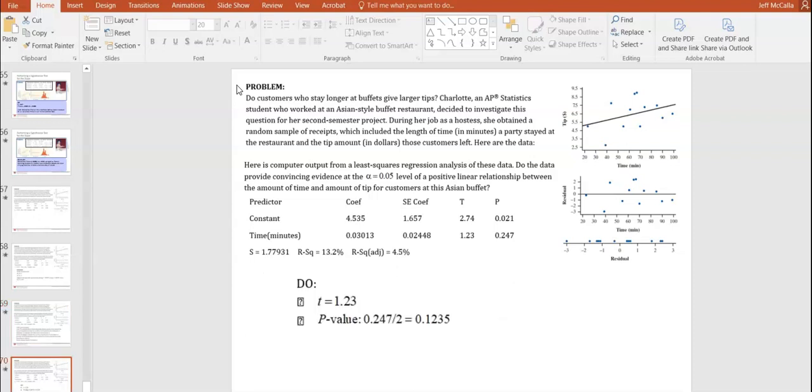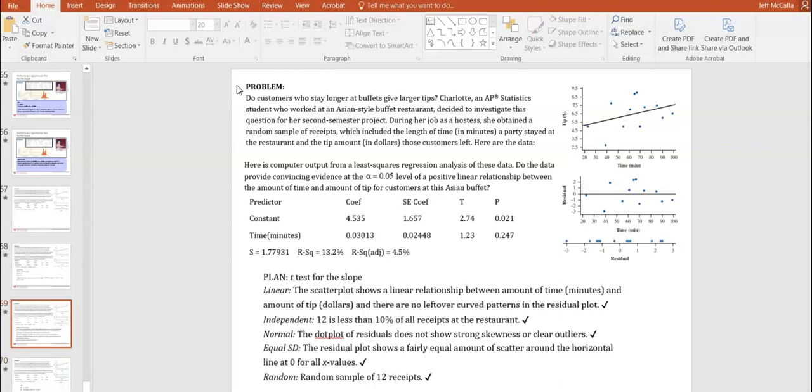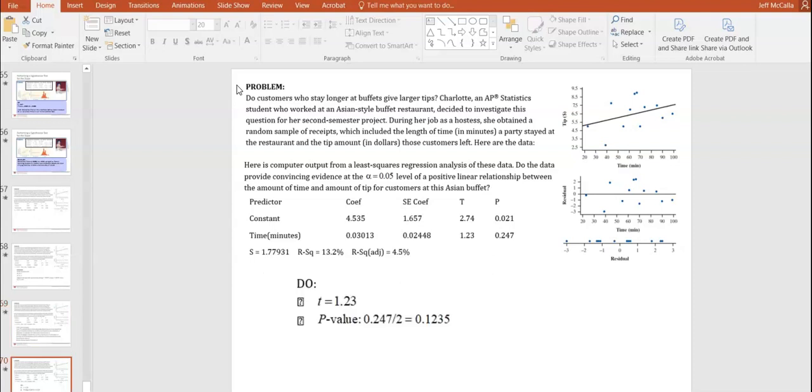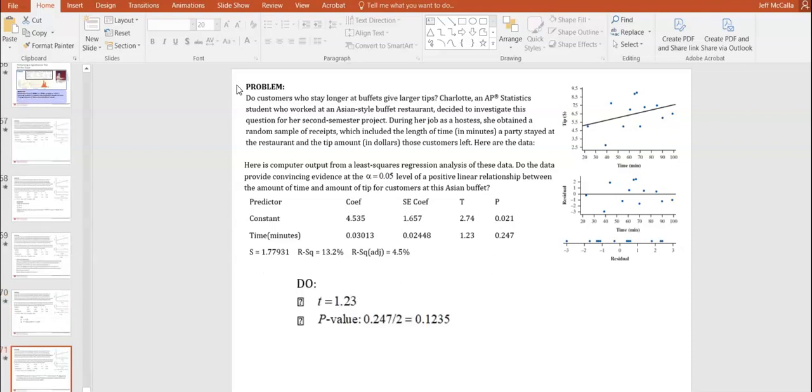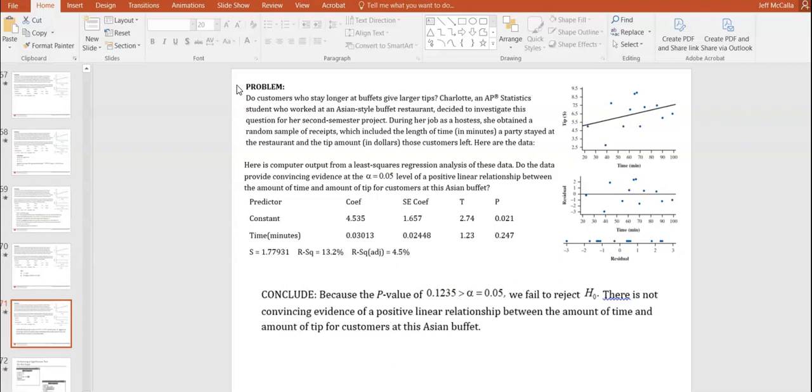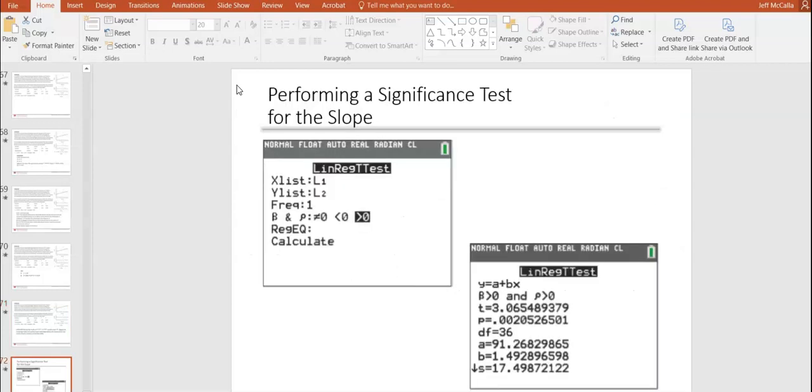And finally, the do section, which is not much. You did have to divide by 2 because it's one-sided. I also put the degrees of freedom, which is the number of receipts, looks like there were 12. So 12 minus 2 is 10, the degrees of freedom. And because our p-value is 12%, which is greater than alpha, we fail to reject. There's not evidence to say that that works.